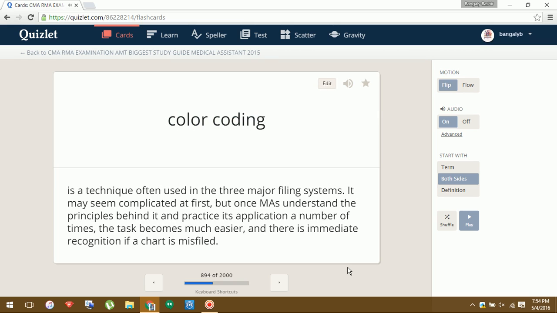Color coding is a technique often used in the three major filing systems. It may seem complicated at first, but once MAs understand the principles behind it and practice its application a number of times, the task becomes much easier and there is immediate recognition if a chart is misfiled.